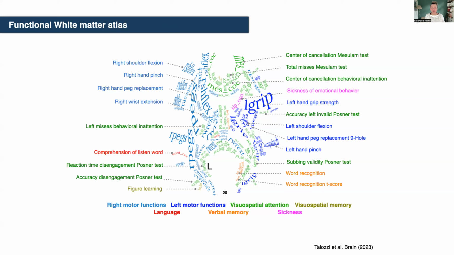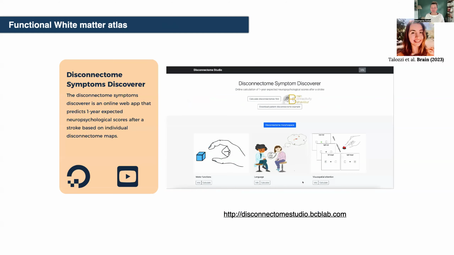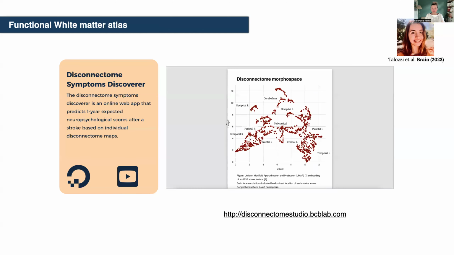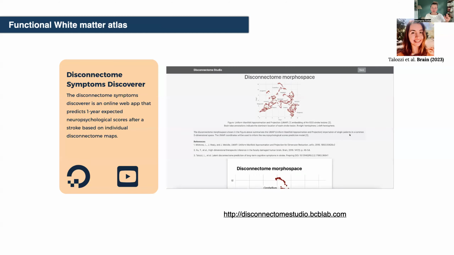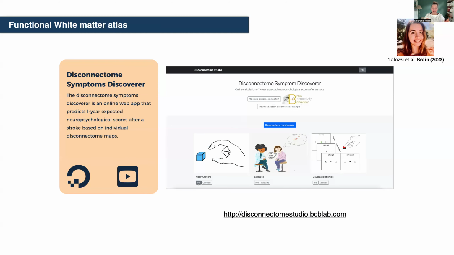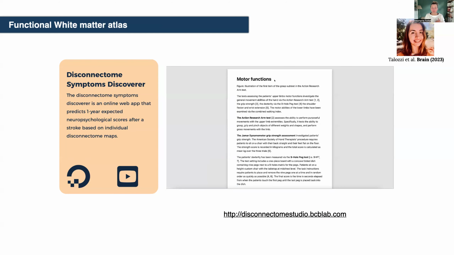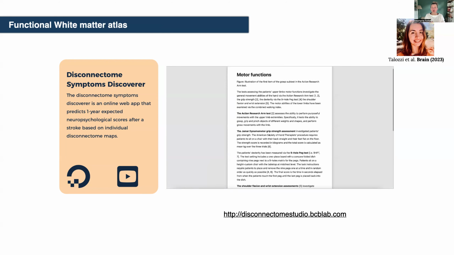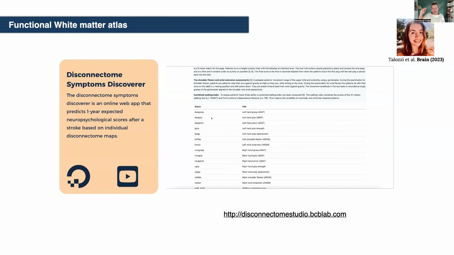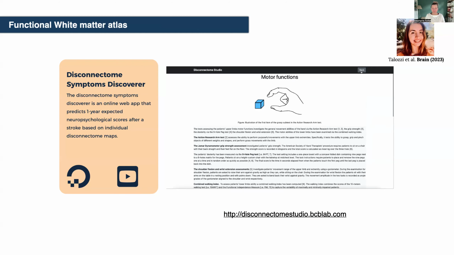Now, what's also important about this work is that she developed an online tool that's called the Disconnectome Symptom Discoverer. And what this allows you to do is you can upload a lesion. It will calculate the disconnectome morphospace for an individual lesion. And you can then get a personalized score for this particular patient on their motor function, on their language function, and an array of other 82 cognitive assessments.